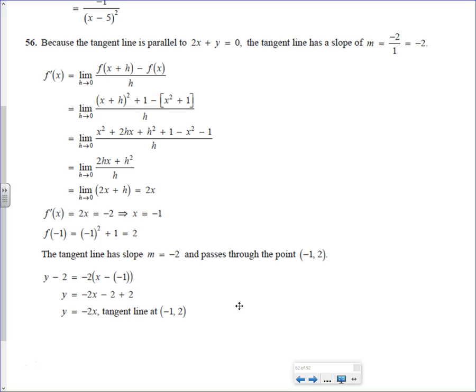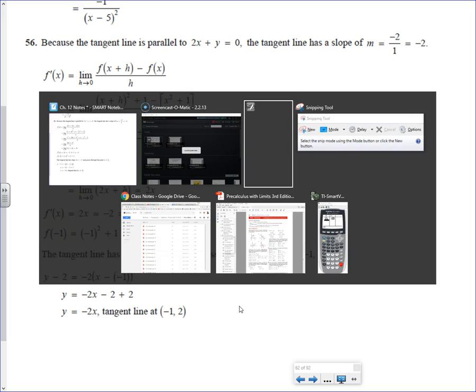Is anybody still grading 56? It took some time. Are we okay? All right, let's look at 45.